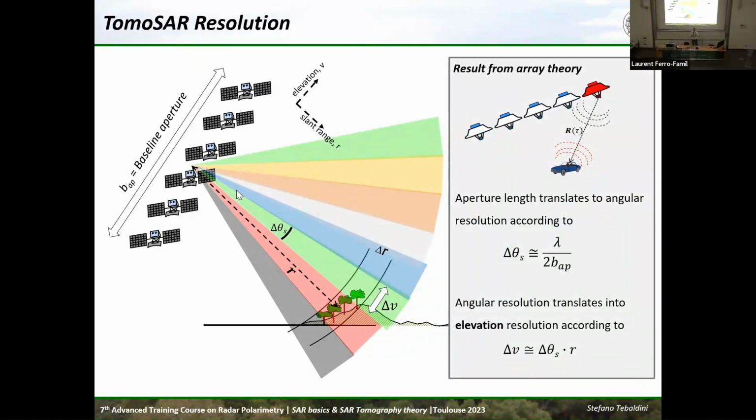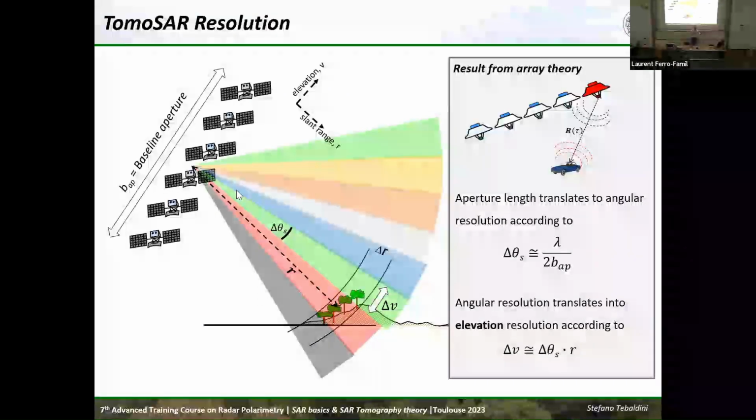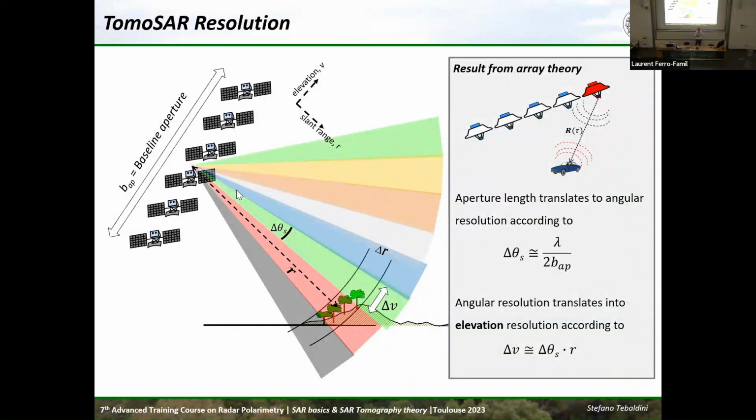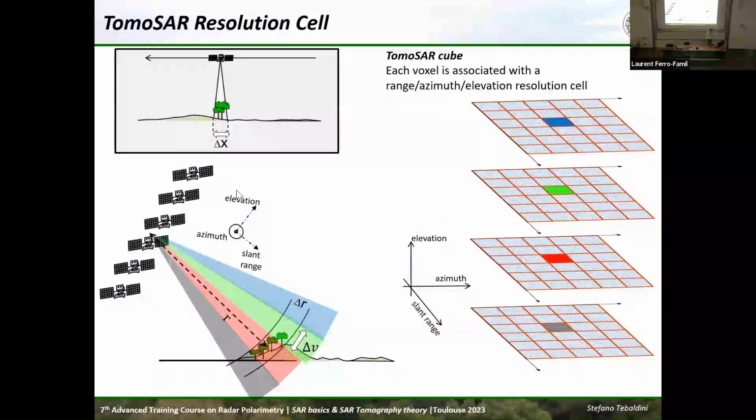So the first question can be, I need to resolve the terrain below the forest and the top of the forest at the height of 30 meters. Okay, this means that you need to ensure that the two beams allow you to separate something at 30 meters apart in height. Let's see how to get it.